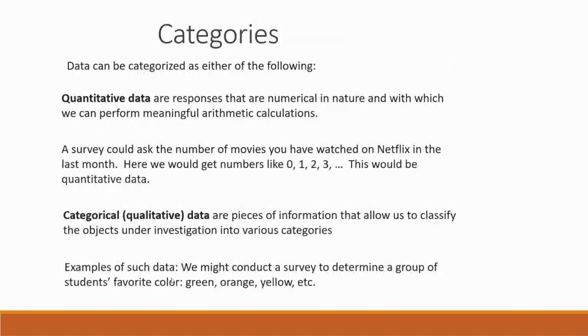Okay. With data, again, in statistics, you're going to be dealing with data, right? Now, there's really two kinds of data here. There's quantitative data and there's qualitative or categorical data. Quantitative data is the data that's numerical in nature, and you can perform arithmetic on it, and it makes sense to do that.